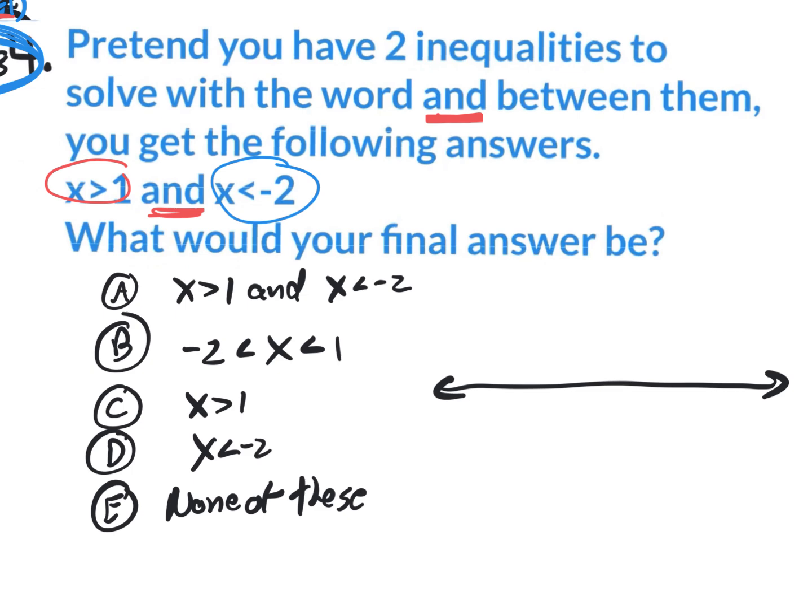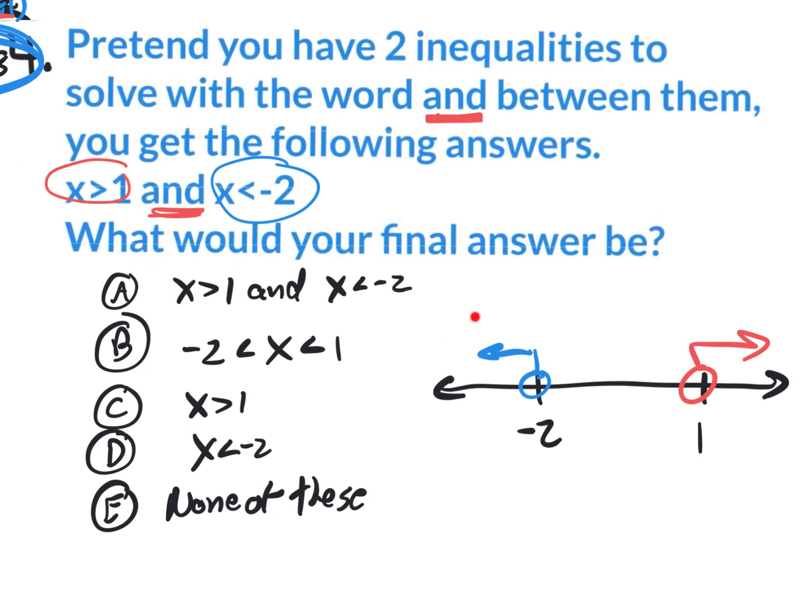Here's a number line. Put the smaller number on the left side, the negative 2. Put the bigger number on the right side, the positive 1. It says x is less than negative 2. Less than is to the left. And the other one says x is greater than 1. Greater than is to the right. Okay? And we really have to focus in on the word and. Okay? What does and mean? Both, together, overlapping, right? So there's 3 parts to a number line.